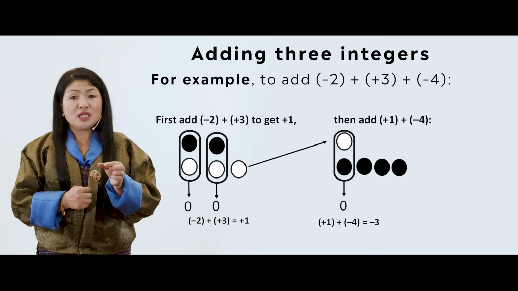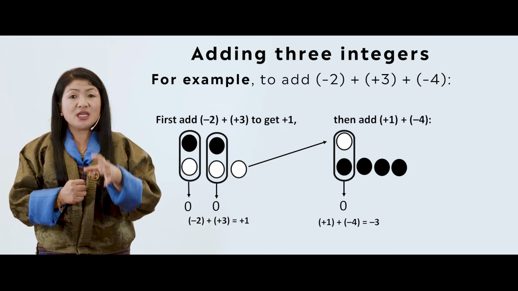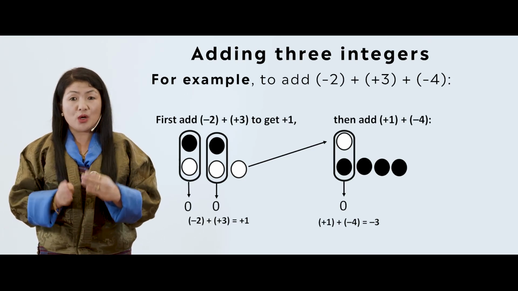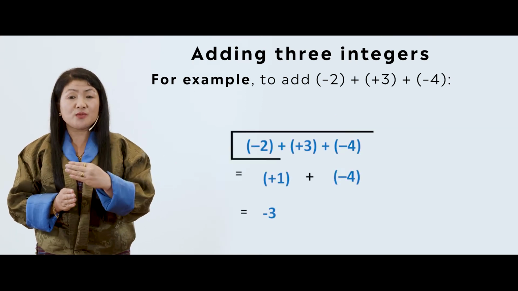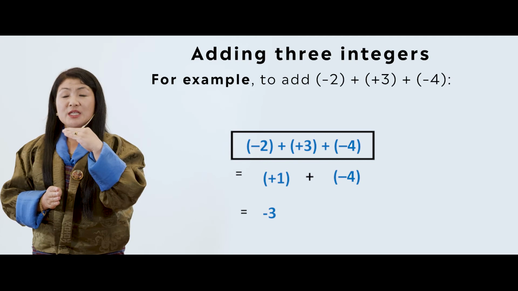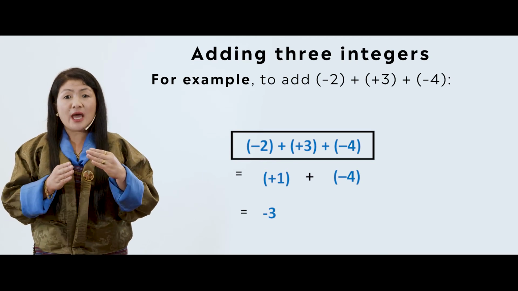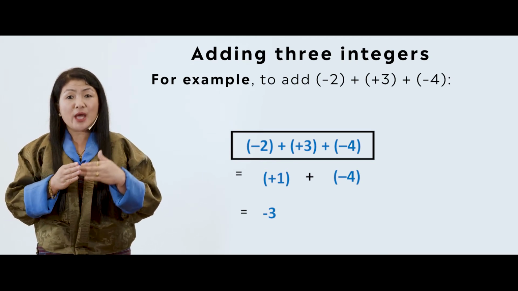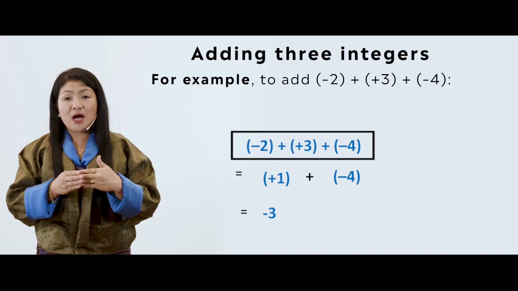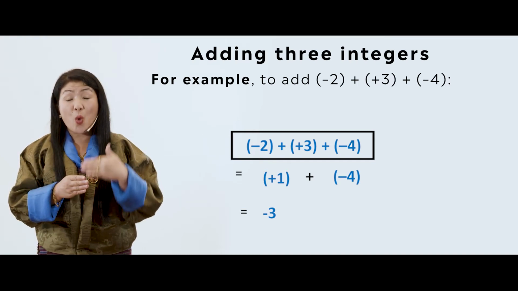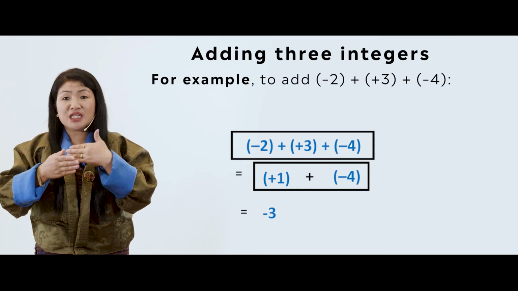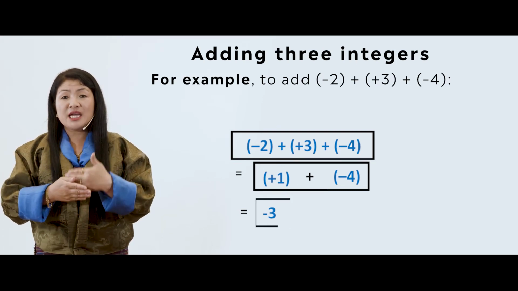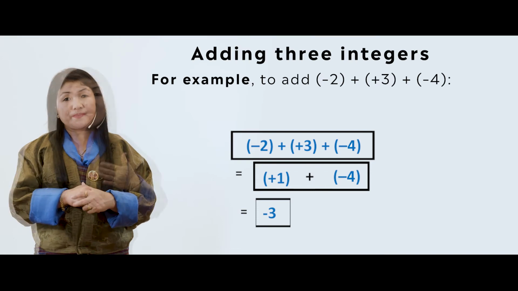We can also see how to add 3 integers without using a model. I have here negative 2 plus positive 3 plus negative 4. First we added negative 2 and positive 3. Our answer is positive 1. Now that positive 1 you have to add with negative 4 and you will get negative 3.